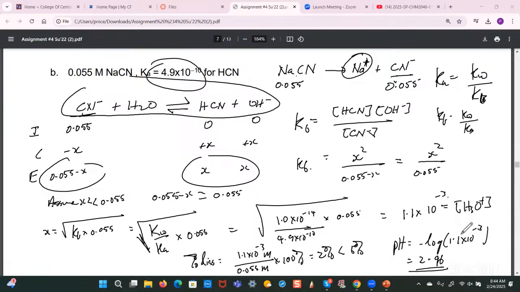For the Kb, it's Kb equals... What's the thing on the top here? Kw, which is a constant. Kw is equal to 1.0 times 10 to the minus 14. That is also in the tables that I have posted in Canvas. Right.